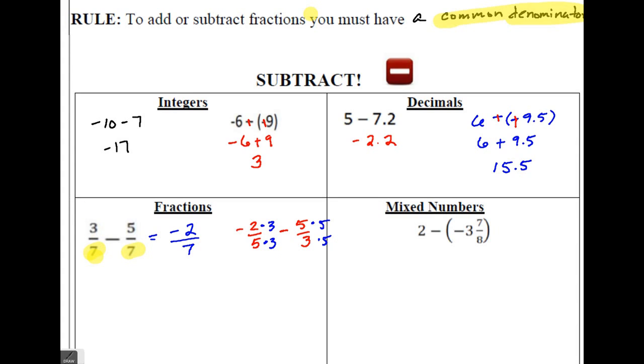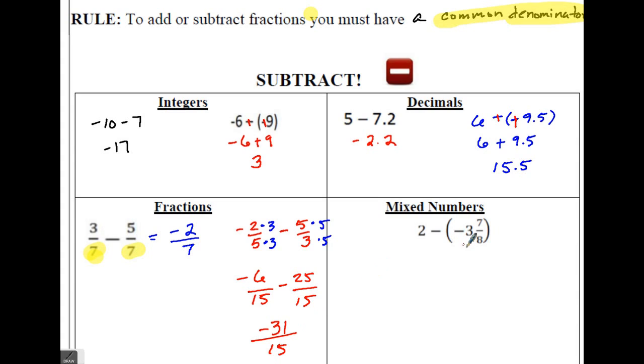So we're going to get a value of -2 times 3 is -6. 5 times 3 is over 15. Minus 5 times 5 is 25 over 15. So now we have our common denominator. We leave our denominator alone, and then we have -6 minus 25. Again, you're combining these two negatives. You owe these two people money, so together you owe them $31. So our final answer is -31 over 15.